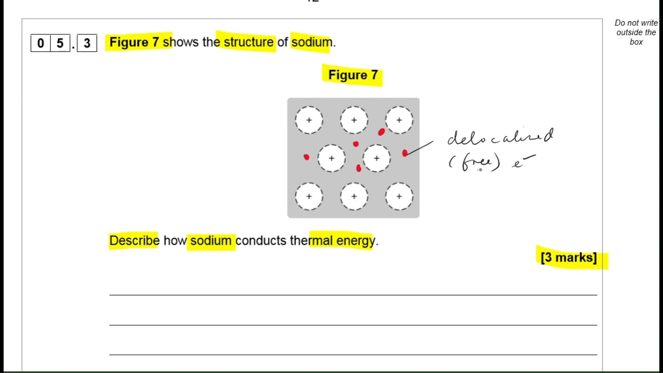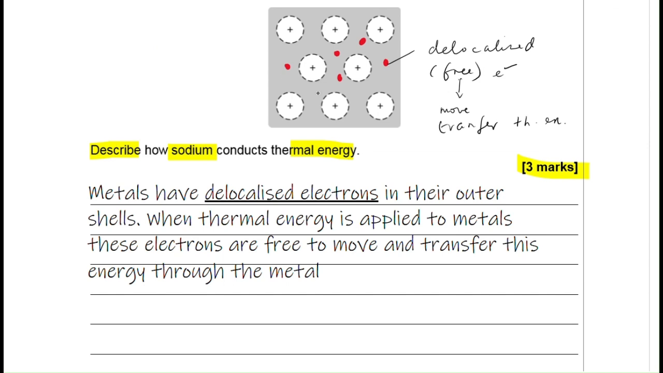So let's look at the marks available. Metals have delocalized electrons. That's underlined because you must have that written down. When thermal energy is applied to metals, these electrons are free to move and they transfer the energy through the metal.